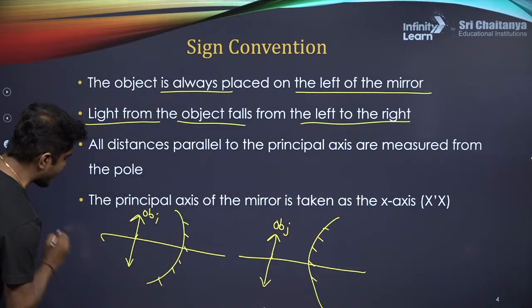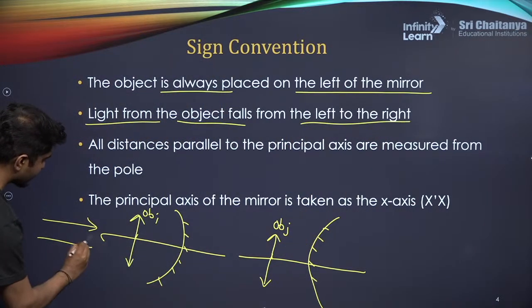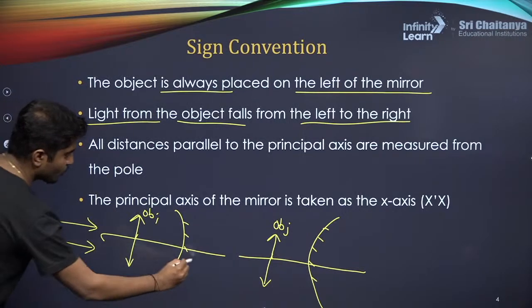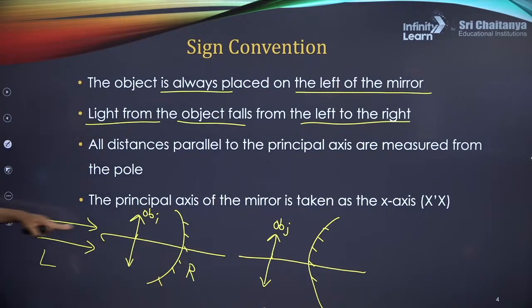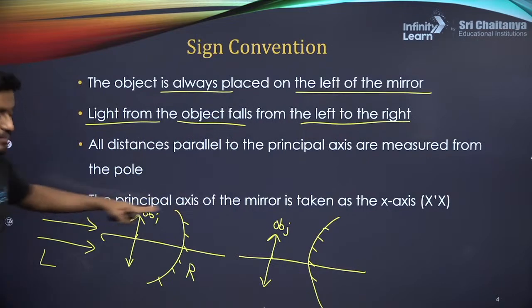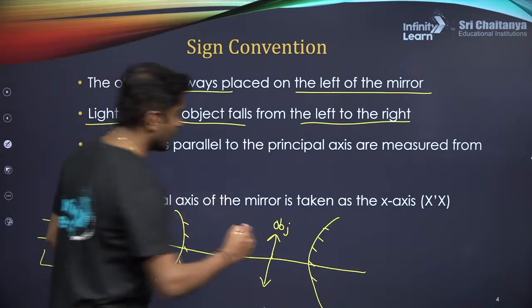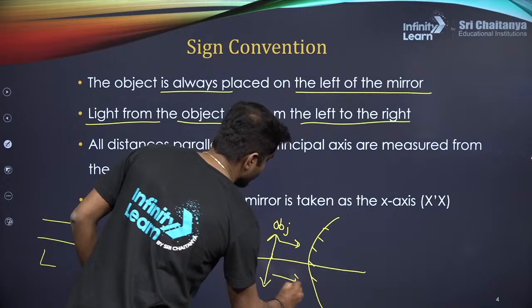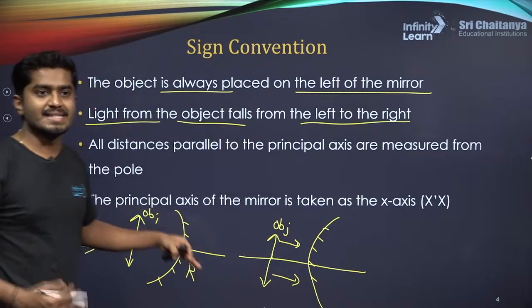Then the second one, light from the object falls left to right. So that is the direction of the light. Light is always going from the left to right and is falling on the mirror. So there is a direction of light. Okay, there are the incident rays.